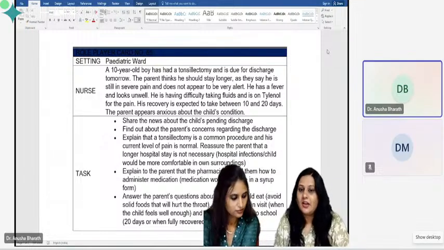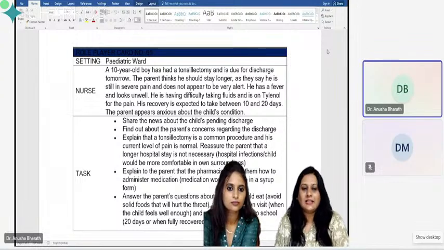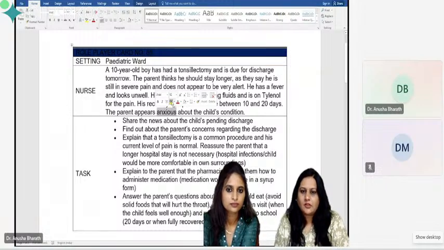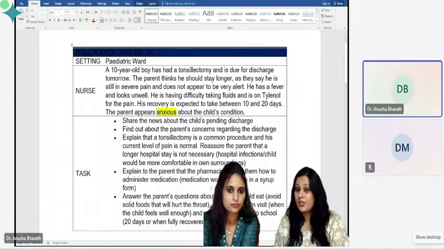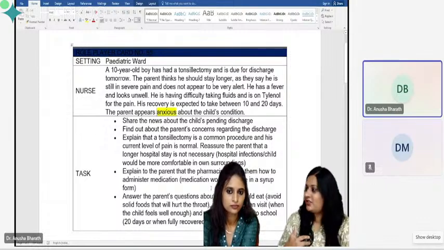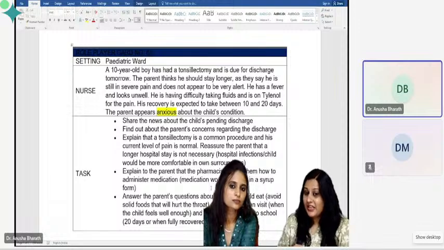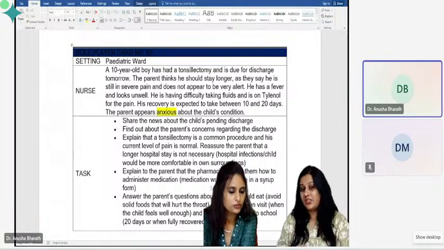The parent appears anxious about the child's condition. See, you are speaking to an anxious parent. The first point is you're speaking to the patient's carer. And the second point is the parent is anxious about the child's condition.